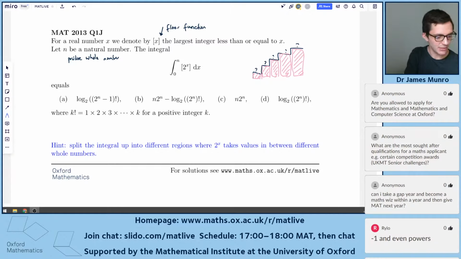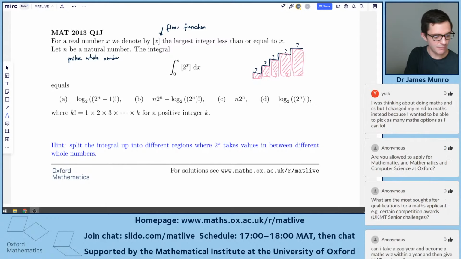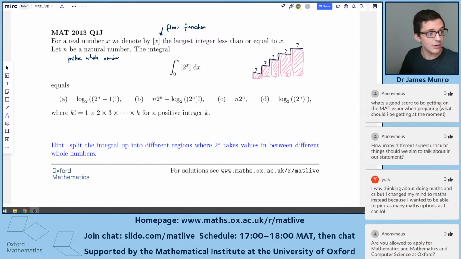Right, cool. A good score to get on the MAT is about 70 to 75 or more. I guess the more the better, really, but about 70 to 75 sounds good. How many supercurricular things should we aim to talk about in our personal statement? Whatever you're up to, whatever you're doing outside the classroom. We don't count them. We don't put a number on what you're doing.